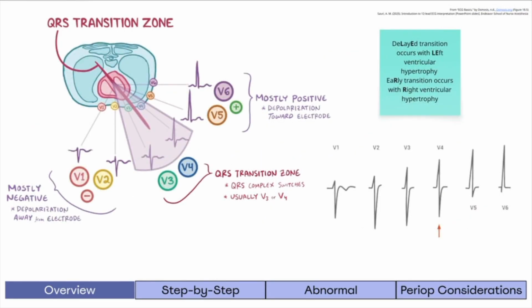The transition zone is the point in the chest leads, V1 through V6, where the QRS complex changes from mostly negative to mostly positive. Normally, there is a gradual progression. V1 through V2 are mostly negative, V3 to V4 become more balanced, and V5 through V6 are mostly positive. The transition occurs where the QRS is roughly equal above and below the isoelectric baseline. This usually occurs around V3 to V4. Delayed transition occurs with left ventricular hypertrophy, and early transition occurs with right ventricular hypertrophy.